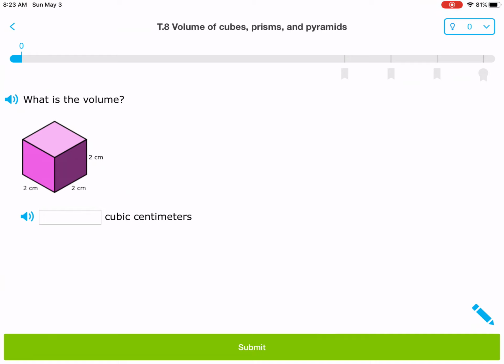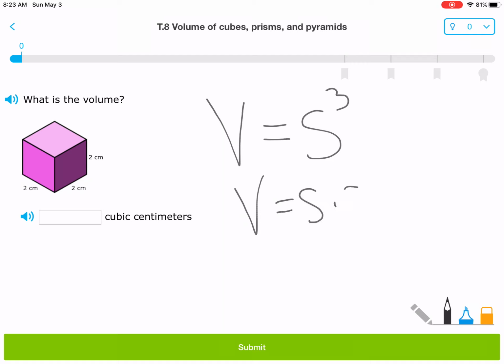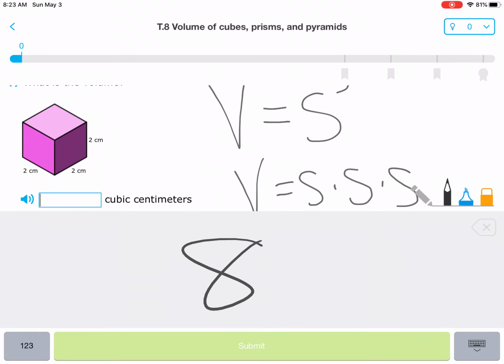All right, what is the volume? Okay, this is easy. Volume of a cube is side cubed, or side times side times side. So 2 cubed is 8.